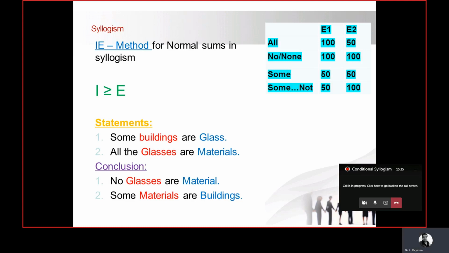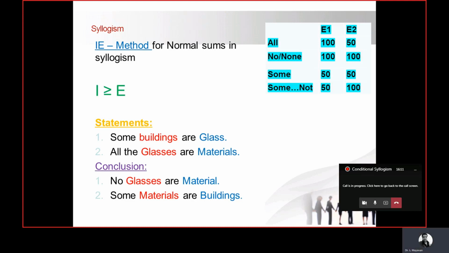The term used is some, and we have followed the value. We have given the value for some as 50, 50. Element 1 is 50. Element 2 is also 50. So building 50, glass 50. Then look at the second statement. All the glasses are materials. Glasses are materials. These are the 2 elements. For all, the value for element 1 is 100, and for element 2 the value is 50.